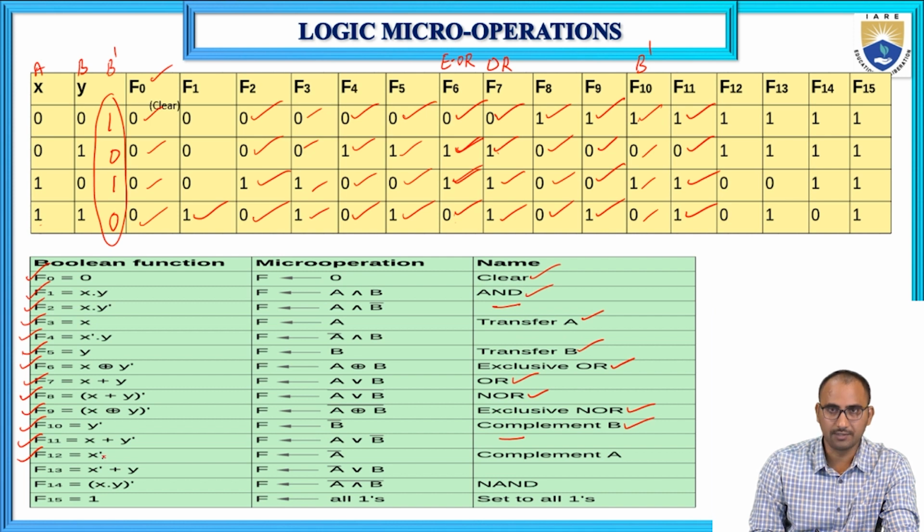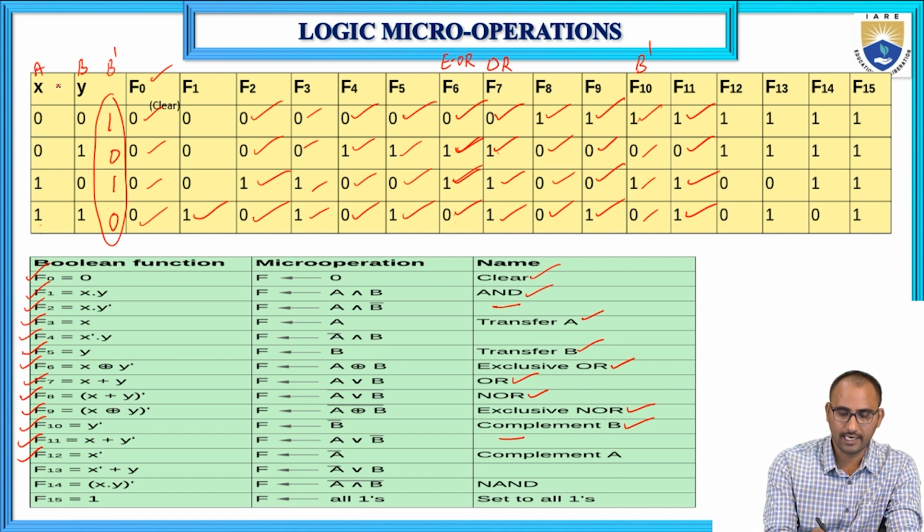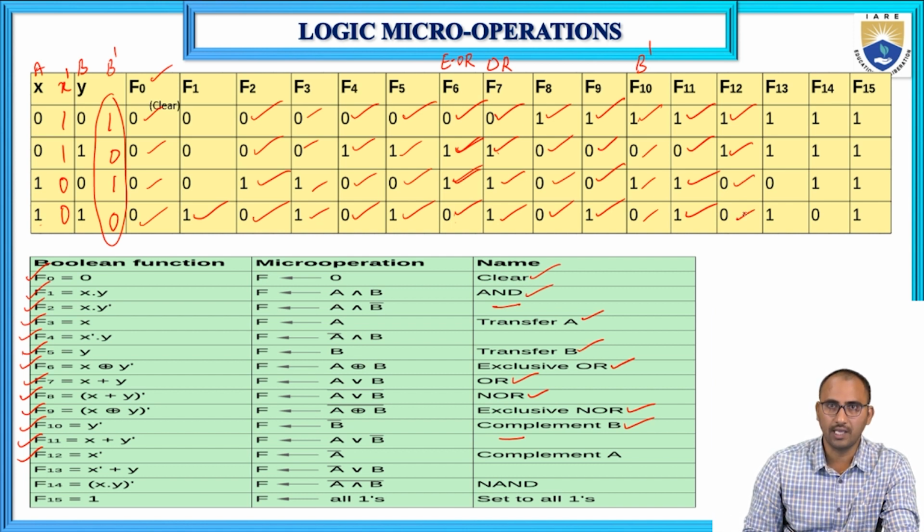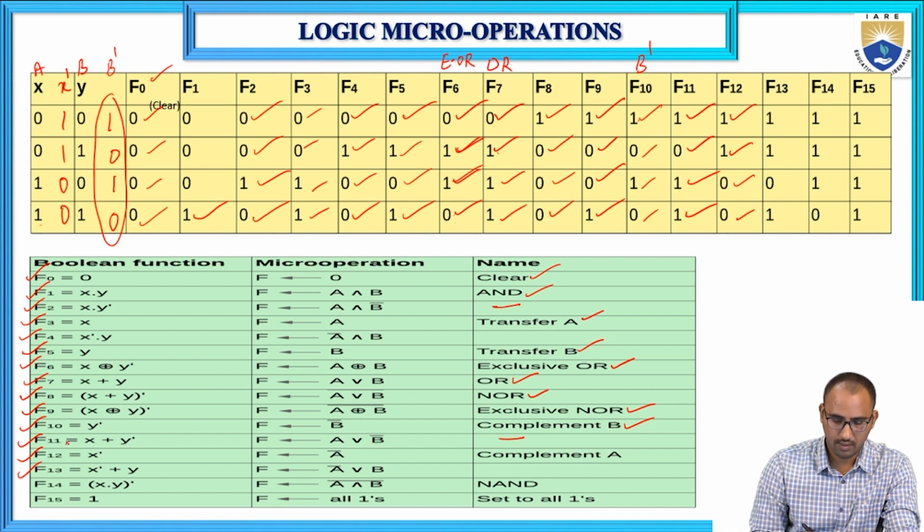F12, X bar. What is X bar? X bar is the complementing of X. So 0 becomes 1, 0 becomes 1, 1 becomes 0, 1 becomes 0. So double 1, double 0. Next F13. F13 is X bar plus Y.